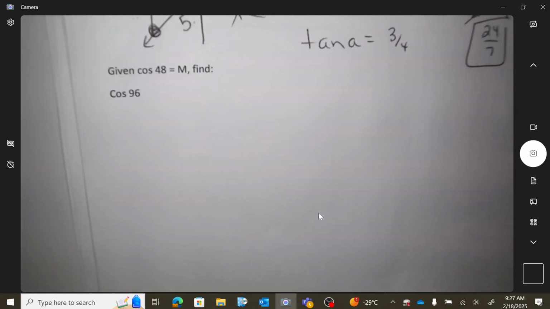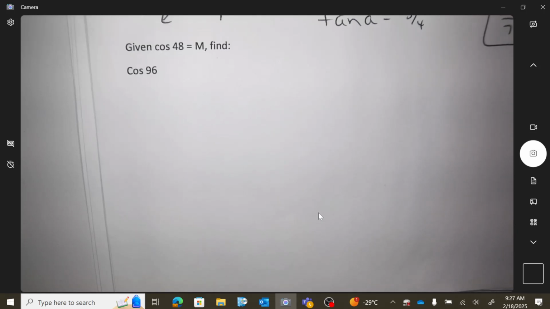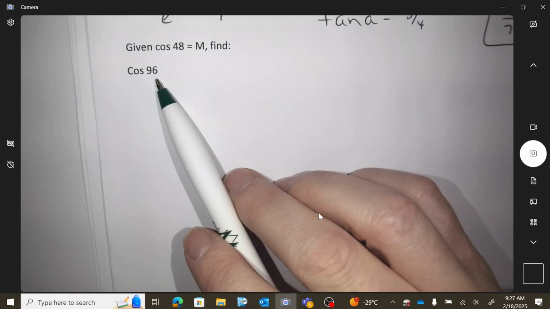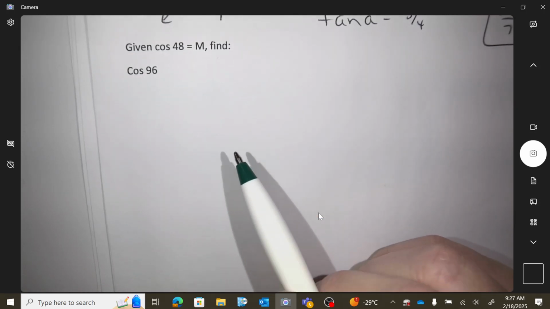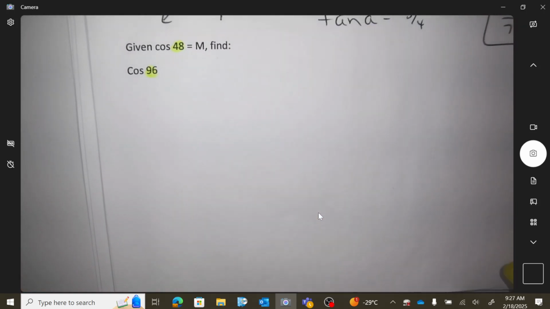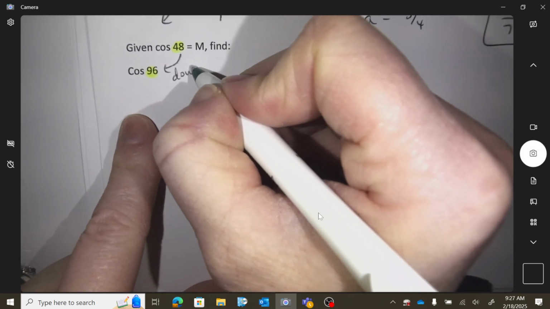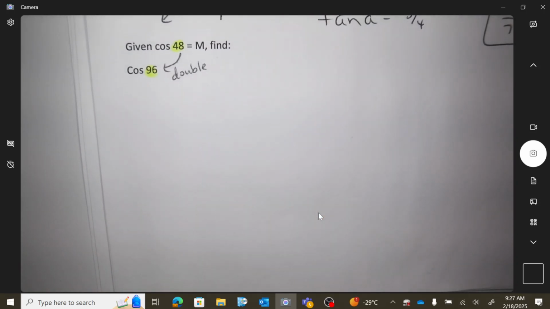Okay, here's another question to try. So I gave you the cos value for 48 degrees was m. Some random letter, okay? What's the cos of 96 degrees? What's the relationship that's going to happen between those numbers? Doubled. Yeah, 2 times. Do you see that? 96 is double. Okay, so really, I have to do a doubled cos.